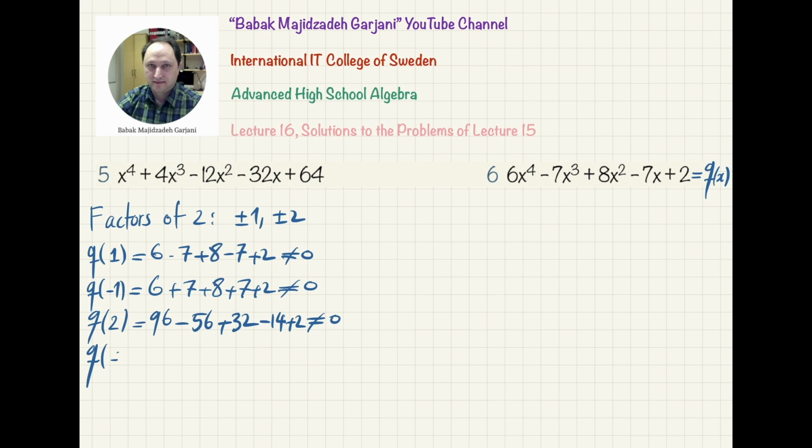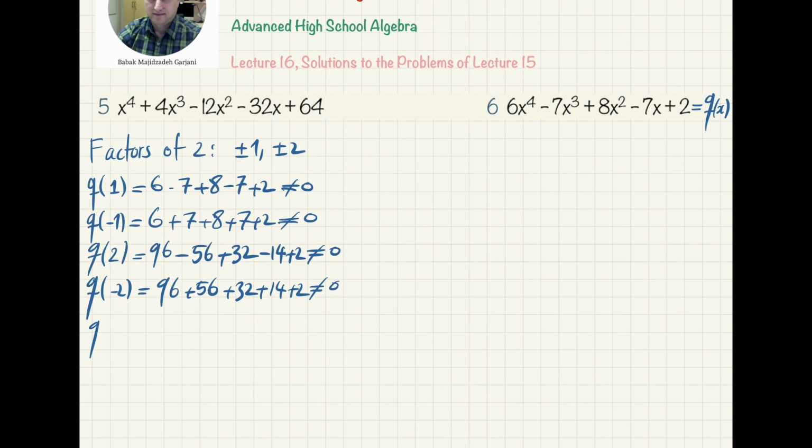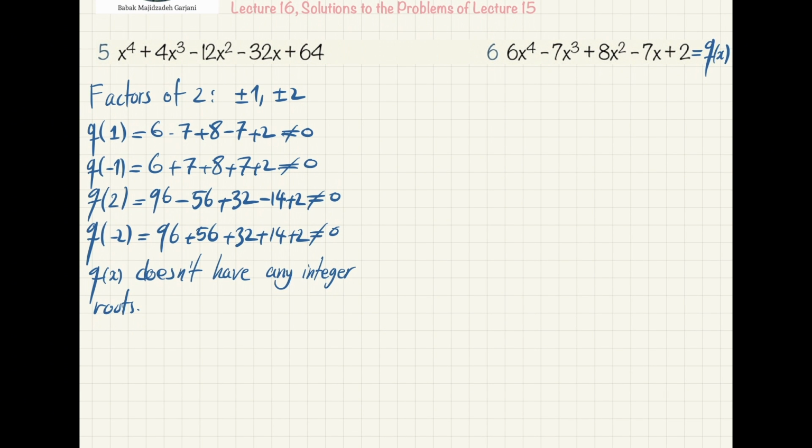And finally, I will check q of minus 2, which is again 96 plus 56, and then I will have plus 32 plus 14 plus 2, not 0. Okay, so it means that q of x does not have any integer roots. But it might happen that still this polynomial has rational roots.